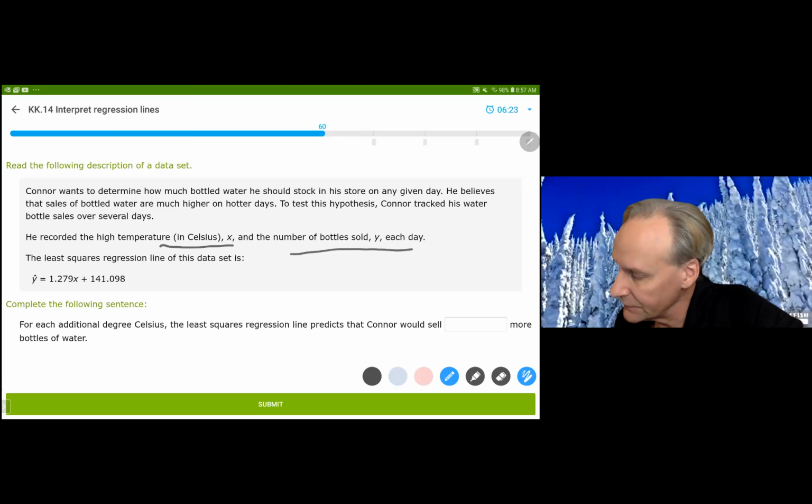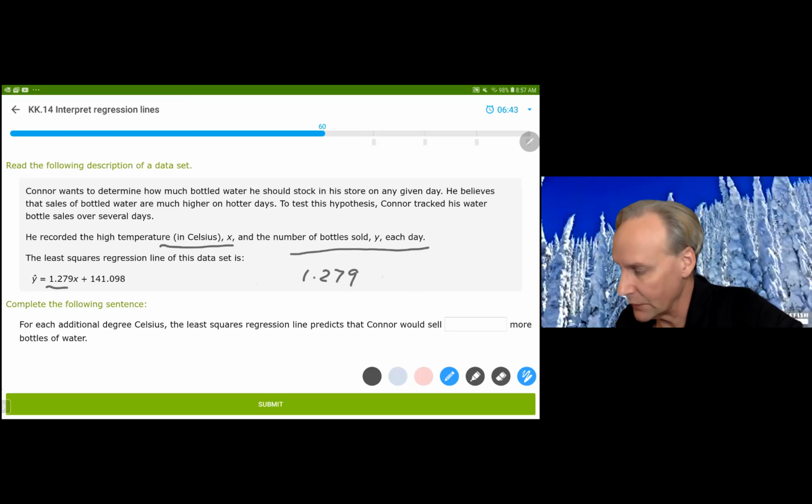The number of bottles sold Y each day. So bottled water sells better on hot days. And that makes sense. That's why that's a positive slope. If we were talking about as the temperature goes down, we would expect fewer bottles. So it works out.